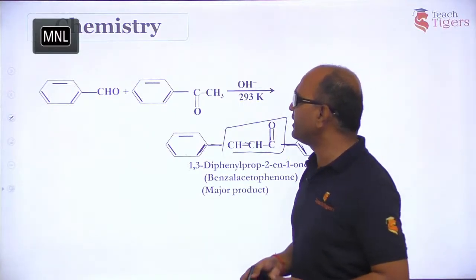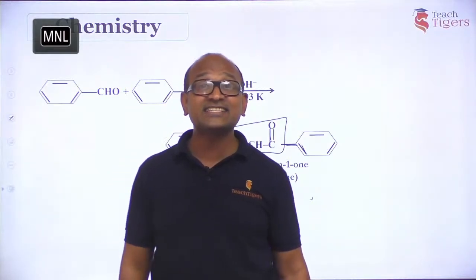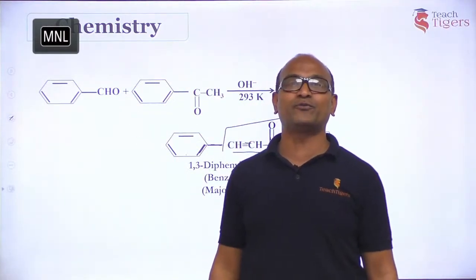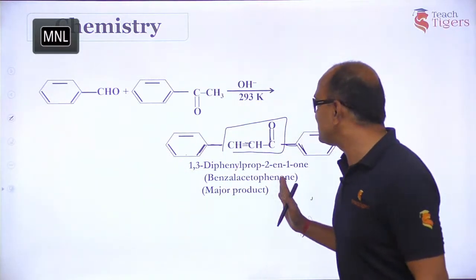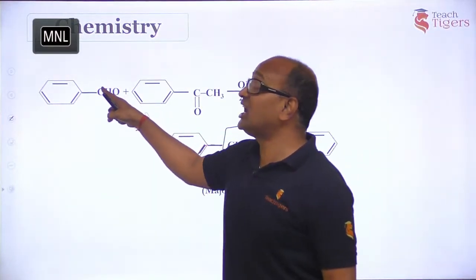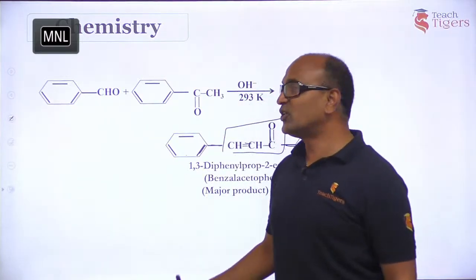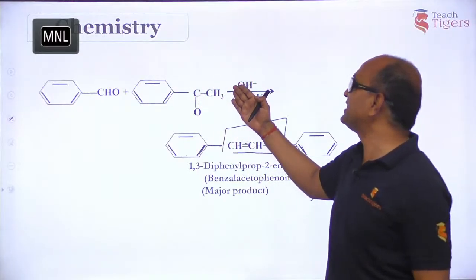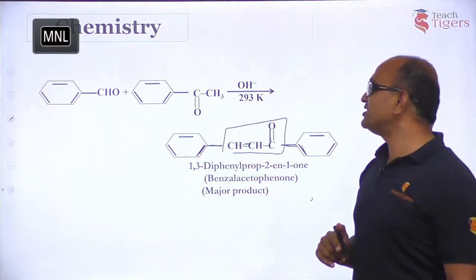Sir, what do you mean by major product? Do you have any other product? Of course, yes. The enolate formed by acetophenone can attack another acetophenone, so that would give you a simple aldol. But this was found to be the major product. Sir, why? Because benzaldehyde is more reactive than acetophenone, right? So the enolate would prefer to attack benzaldehyde rather than acetophenone. Hence, this is the major product.